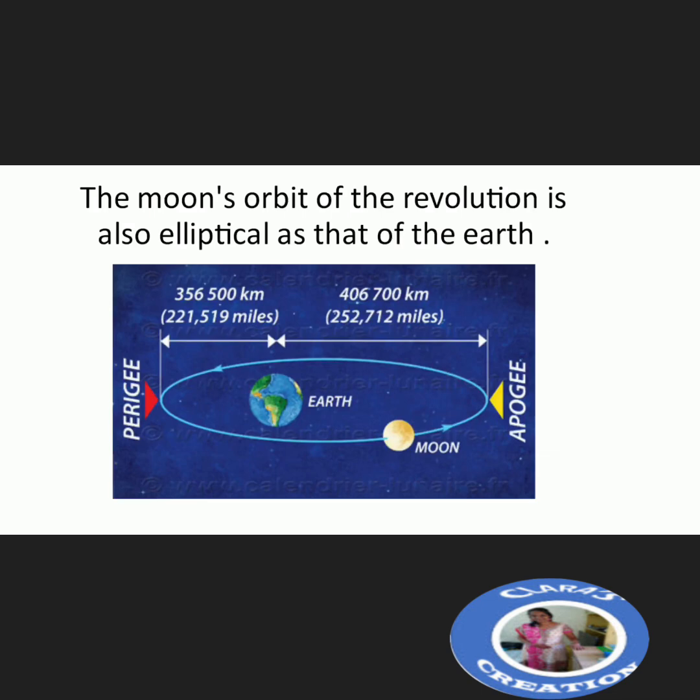Along the orbit while revolving, the point where it is closest to the Earth is said to be perigee. Can you see perigee over here in the figure? Perigee is when the Moon is closest to the Earth, and it is 356,500 kilometers. I repeat, 356,500 kilometers. That is perigee, when it is closest to the Earth.